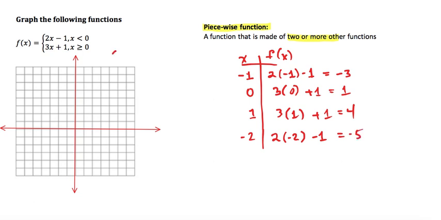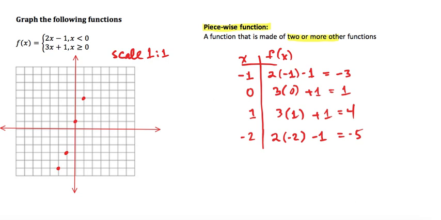With this, I'm going to use a scale of 1 to 1 here, 1 on the x-axis, 1 on the y-axis. I'll be able to draw a graph. So negative 1, negative 3. 0, 1. 1, 4. And then negative 2, negative 5. Okay. And then I can kind of fill in the rest of this.